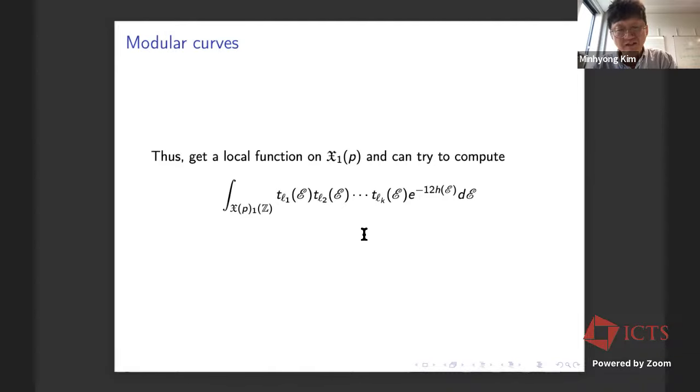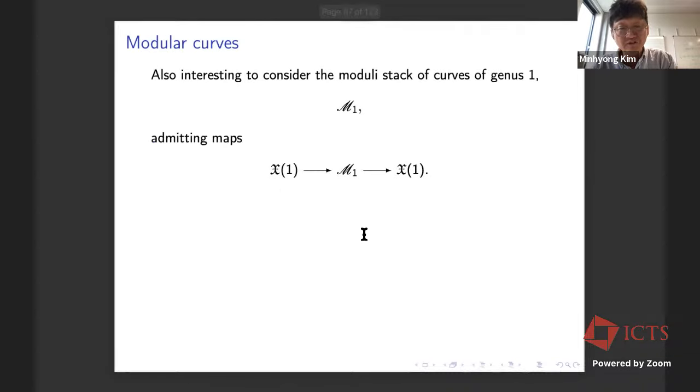Maybe the last example of the modular curve sort is to consider the moduli stack of curves of genus 1, that is, the ones that don't necessarily have a rational point. Of course, this admits a map from the modular curve, by forgetting the point, and it also admits a map to modular curves by taking the Jacobian. In this case, I initially thought that I could think of some natural local functions on this thing.